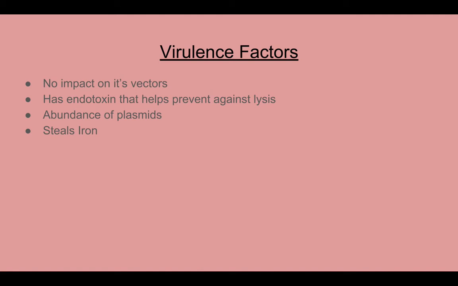Additionally, the bacteria has an abundance of plasmids, and not just ordinary plasmids. Two of the three plasmids that are very common within Yersinia pestis give it the ability to reproduce and cause infection quickly and effectively. Lastly, an important virulence factor is its ability to steal iron from other cells and organisms. Iron is very important as a building block within cells, and it is also important for metabolic processes.